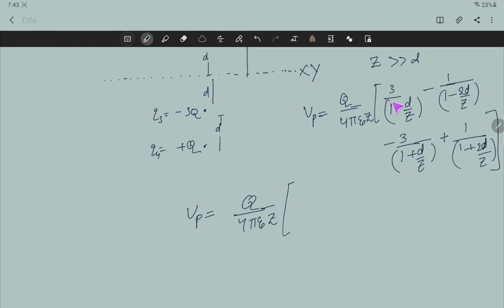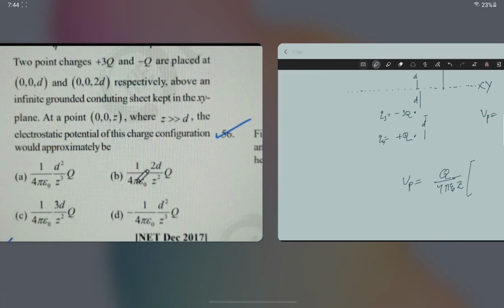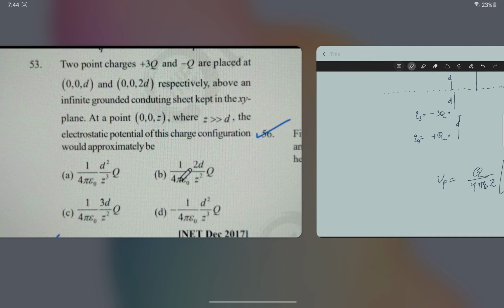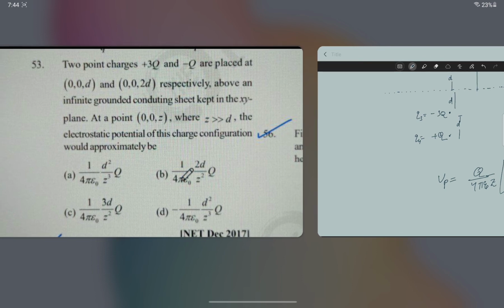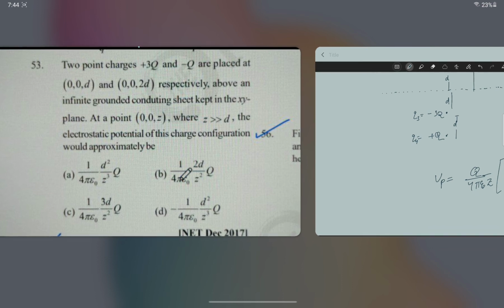We will take this denominator term into the numerator by taking power minus 1. So in this approximation we will terminate the Taylor series, or you can say binomial expansion. Let me see this first. So here we can see the options given are 1 by z cube, 1 by z square. So these are the options given.